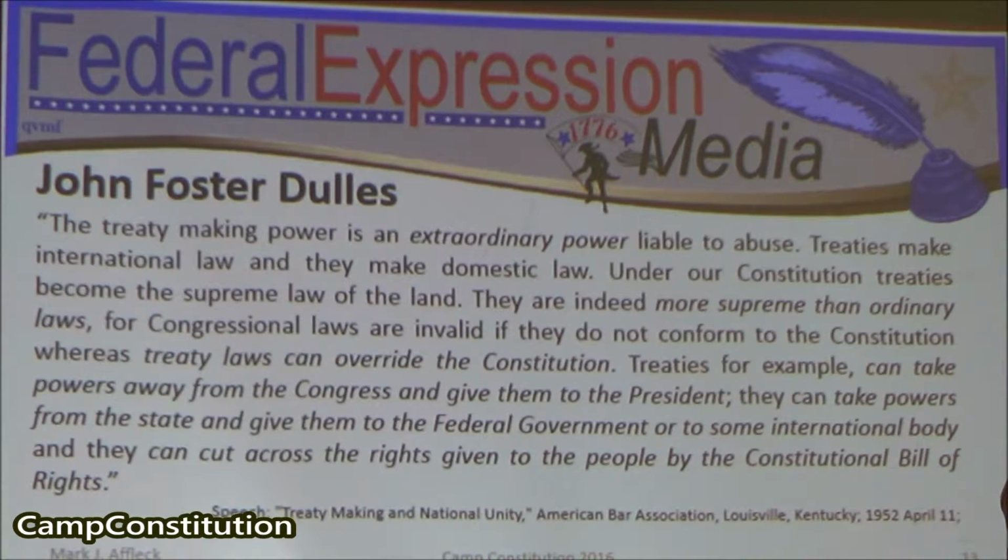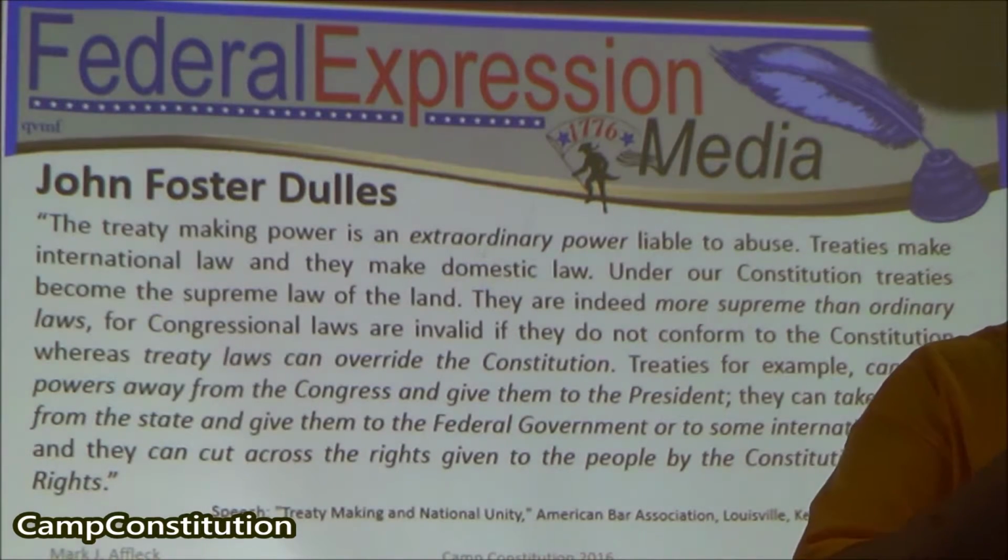He said, "The treaty-making power is an extraordinary power liable to abuse. Treaties make international law and they make domestic law. Under our Constitution, treaties become the supreme law of the land. They are indeed more supreme than ordinary laws, for congressional laws are invalid if they do not conform to the Constitution, whereas treaty laws are not. Treaty laws can override the Constitution. Treaties, for example, can take powers away from Congress and give them to the President. They can take powers from the state and give them to the federal government or to some international body, and they can cut across the rights given to the people by the Constitutional Bill of Rights."